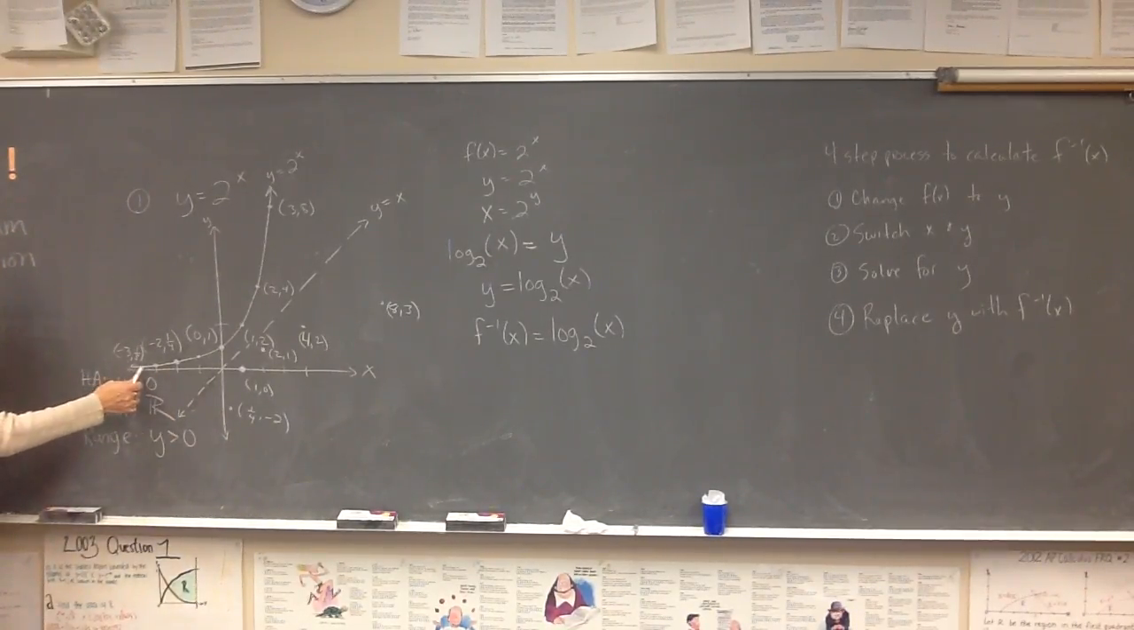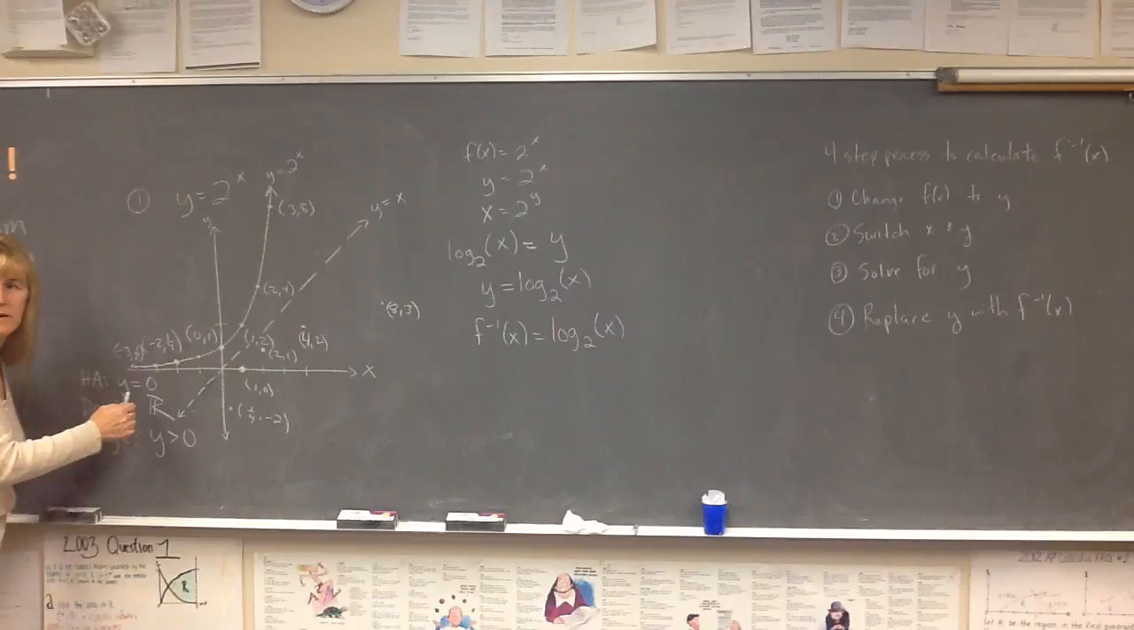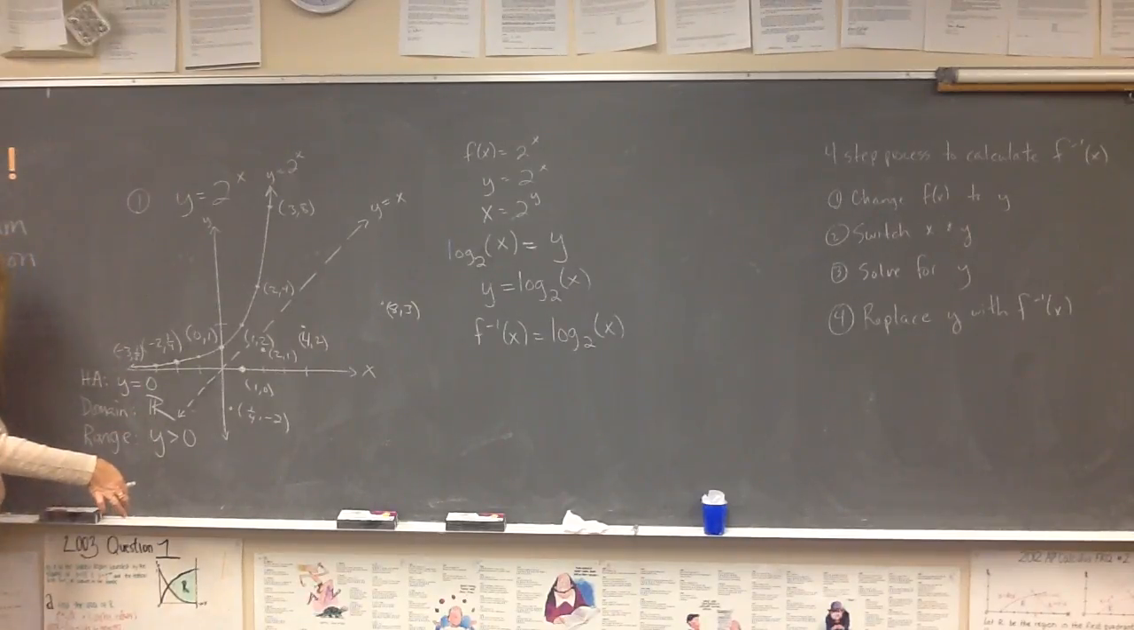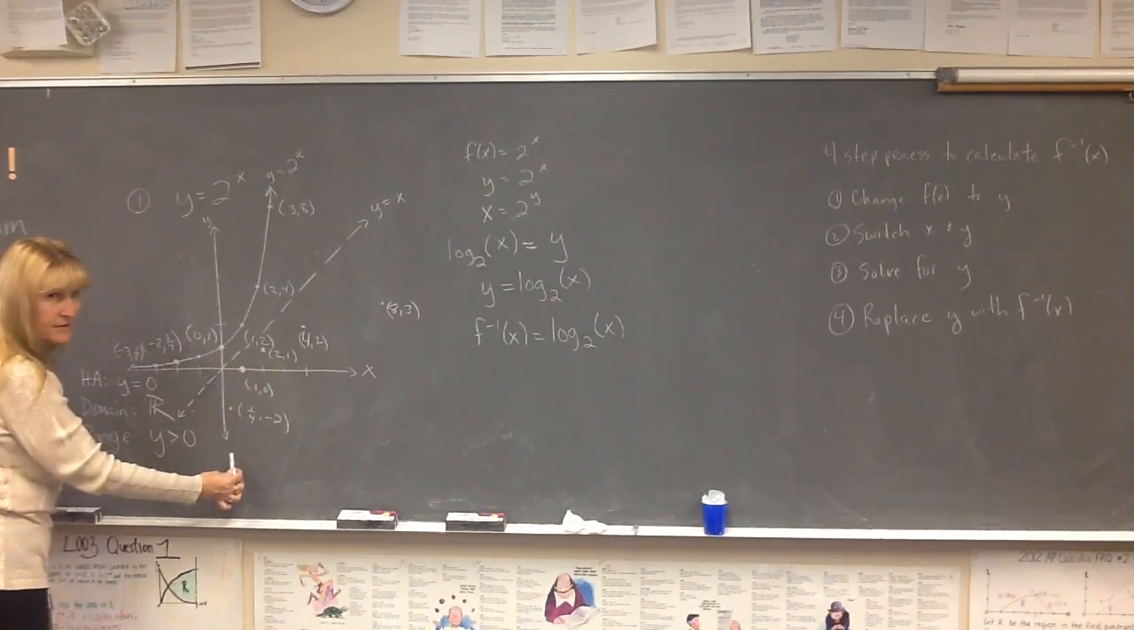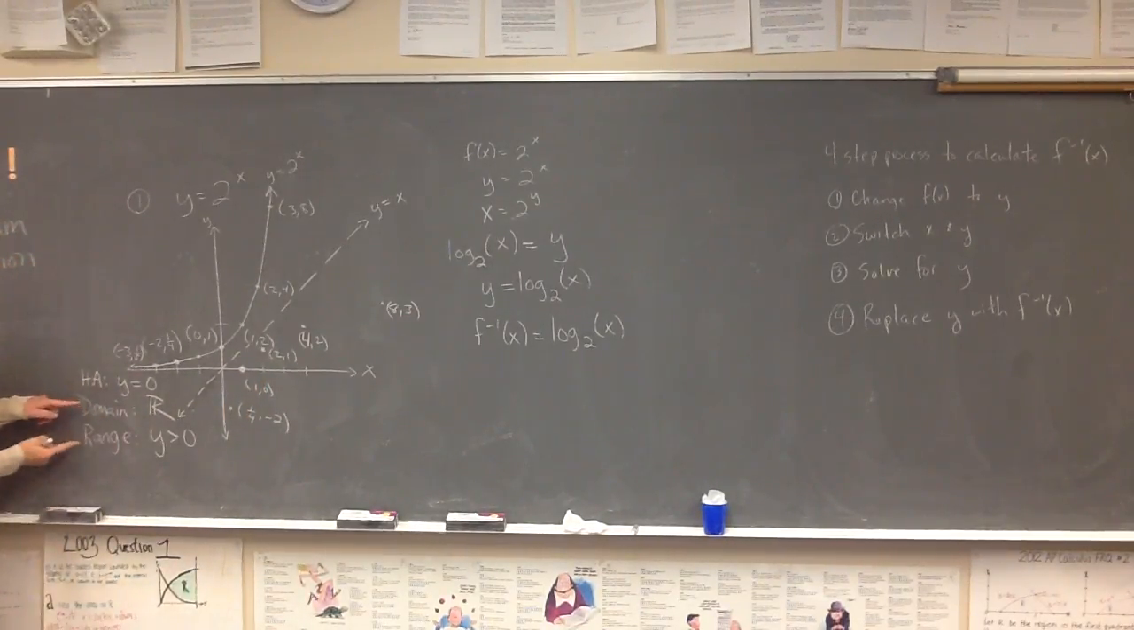Hey, what's happening here again? I have a horizontal asymptote and we're approaching y equals 0. So for the inverse, there's a vertical asymptote of x equals 0. That makes sense, doesn't it? You see how this graph is going down, down, down? Plus, don't the domain and range switch when you do inverse functions? So now my range will be all real numbers and my domain will be x is greater than 0.